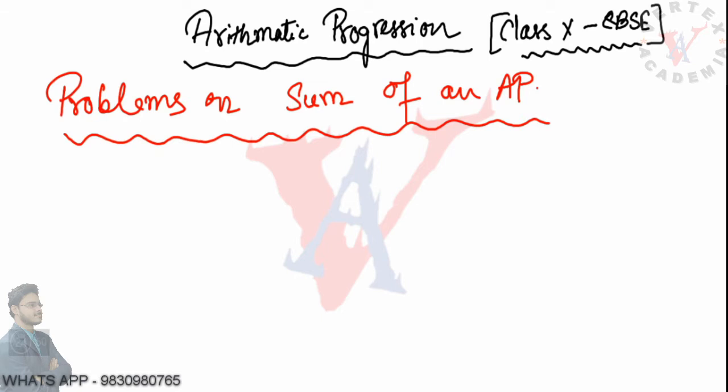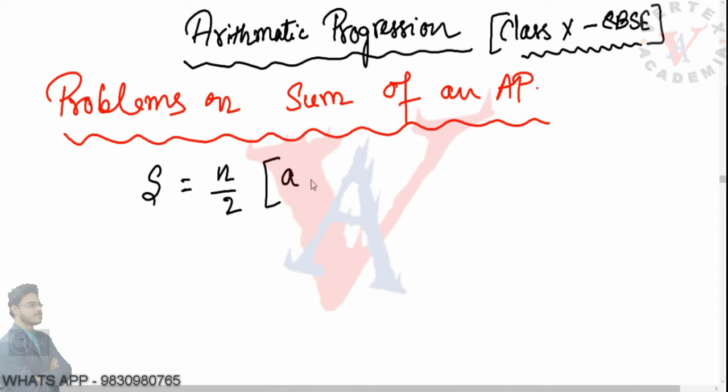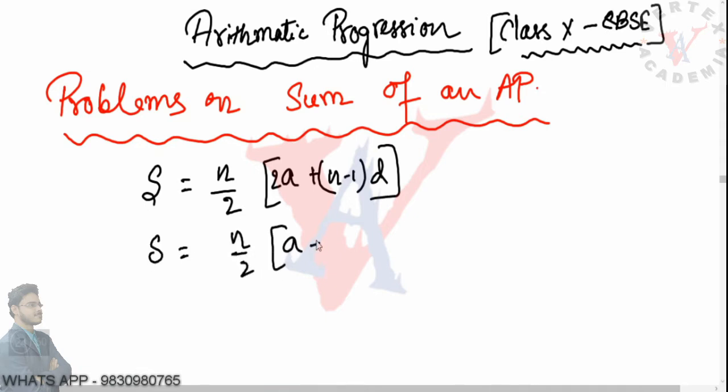Today we will be discussing the last lecture on arithmetic progression, and today we will be solving some problems on the sum of an AP. The formulas we will mainly require to solve these problems are: sum of an AP, S equals n by 2 into 2a plus n minus 1 into d, this is 1, and S equals n by 2 into a plus l. If you know how this formula came, then please see my last lecture, it will be of great help to you.